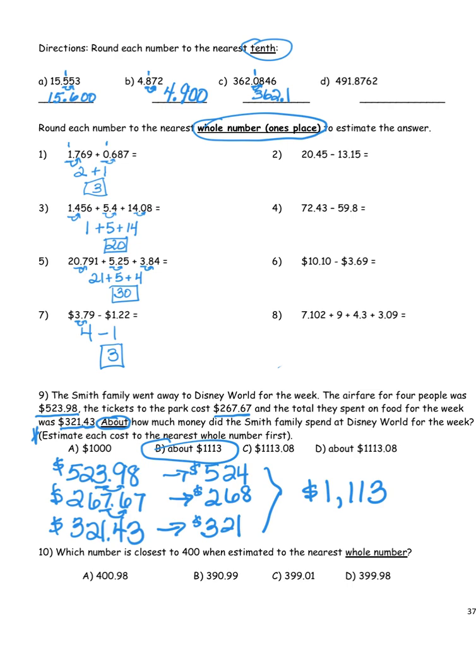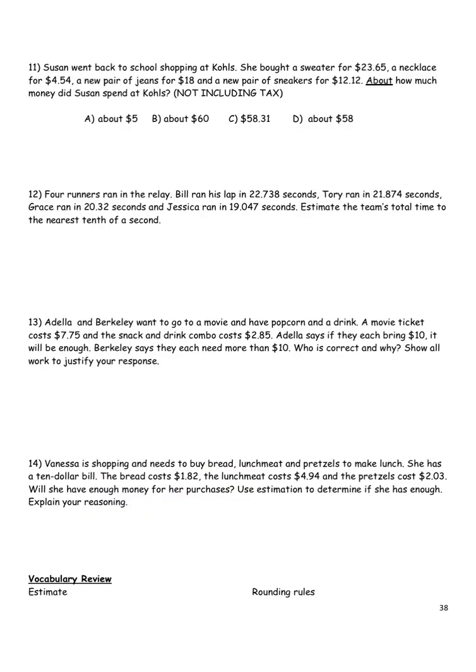Awesome. And let's take a look at number 10. Which number is closest to 400 when estimated to the nearest whole number? So basically what you want to do is round each of these numbers to the nearest whole number to see which one comes closest to 400. So I'm going to ask you to pause the video and let's see what you come up with. And the correct answer is D. I hope you were correct.